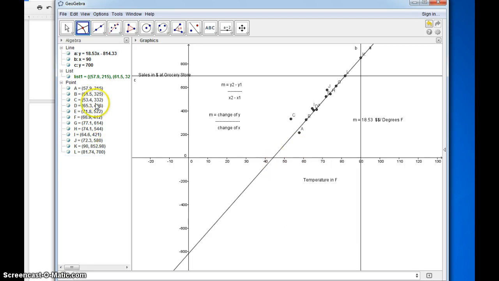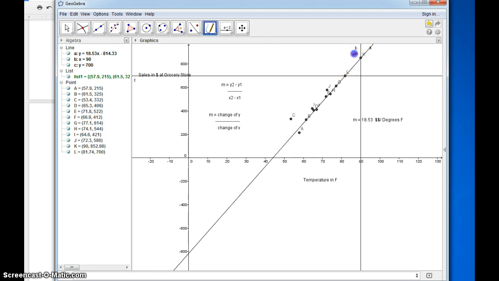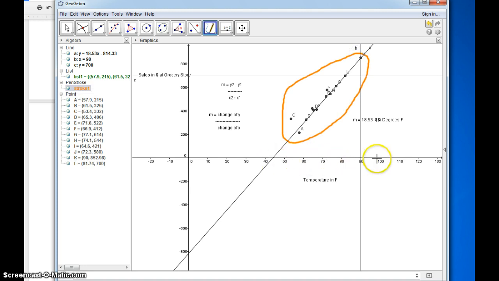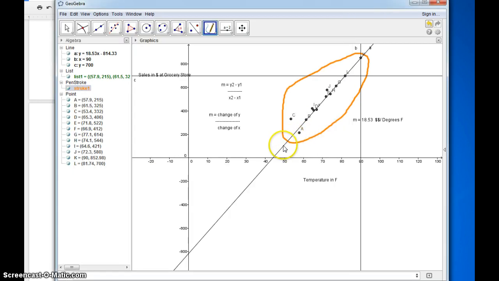I'm just going to delete this because when we did this one when it was 90, the sales were predicted to be 852. So I'm just going to take my pen, and reasonable would be somewhere in here for this data right here. So the x value is somewhere about 50 degrees to about 90 degrees. It's not exact, but it's close enough. So I would say, because it's reasonable, 50 degrees to 90 degrees. And anything under that is not reliable because it's going down to such a small amount of sales.